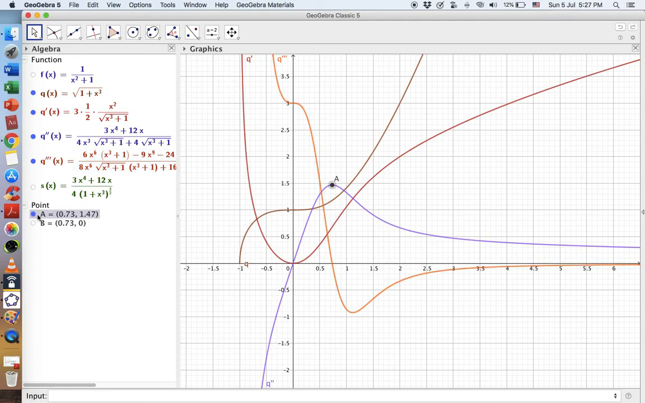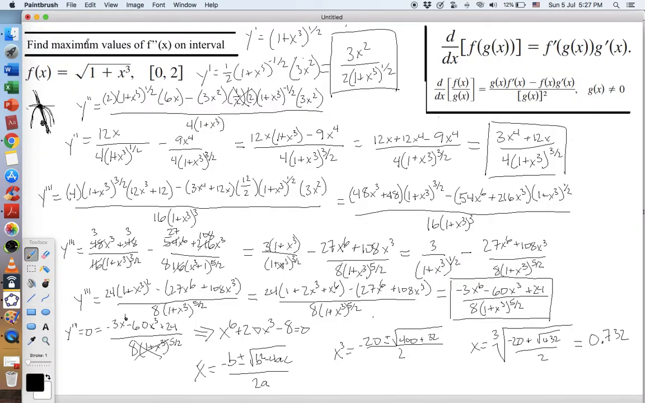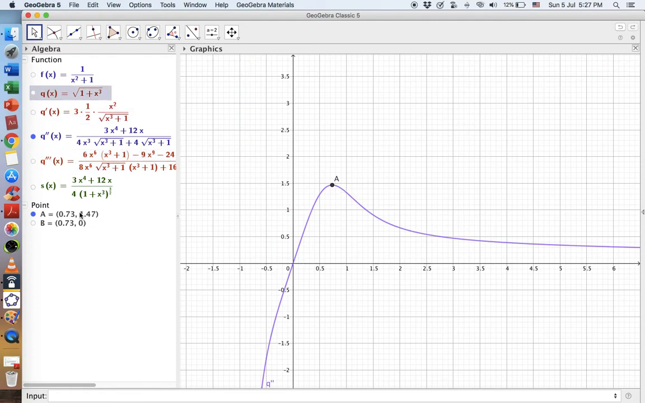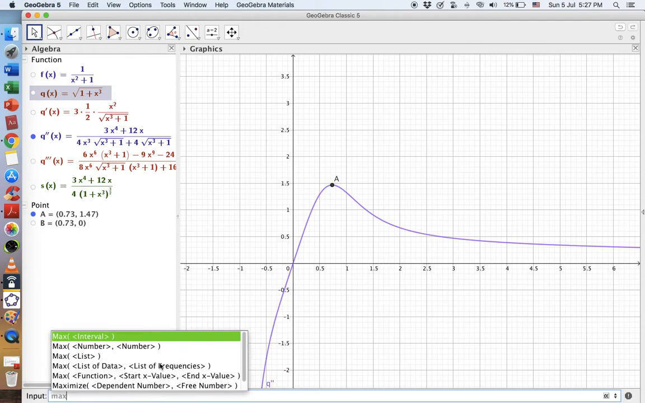And again, what does it all mean? Well, what we were looking for is the point where the maximum value of f double primed on the interval 0 to 2. And so we've graphed out, let's look at just f double primed here. And in order to find the maximum, I've mapped it out already. Maximum, I just did like this. Maximum of the function is q double prime. The start value is 0, the end value is 2.